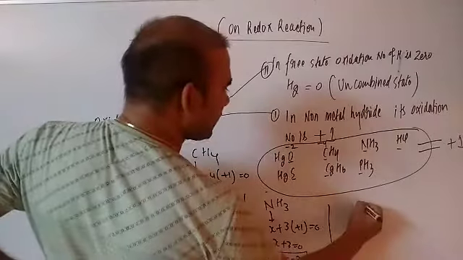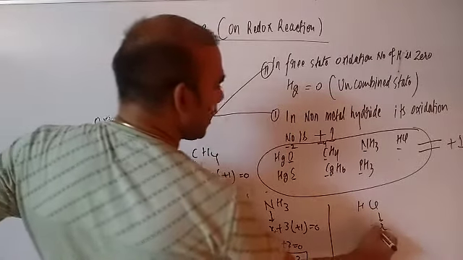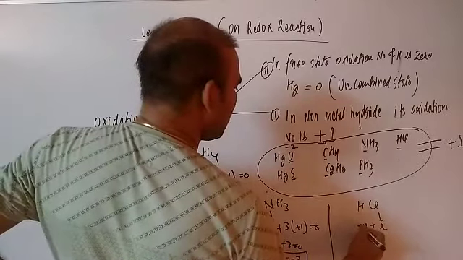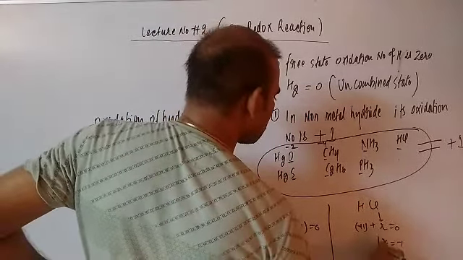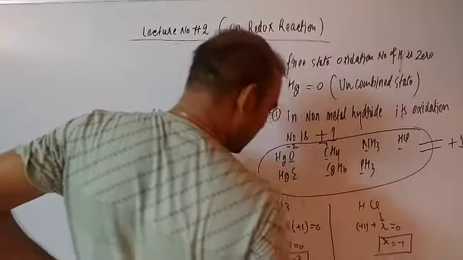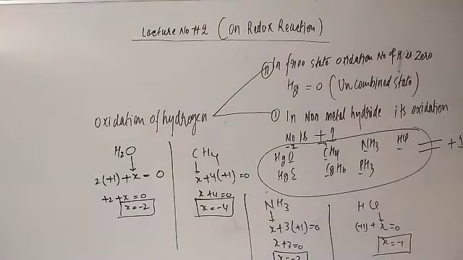Suppose you are going for HCl, dear student. So chlorine we consider to be X. Hydrogen is how much, student? +1, equal to 0. So X is equal to how much? -1. So these are the oxidation numbers, dear students, of the given compounds. You can calculate the oxidation number of any element which is combined with a non-metal.